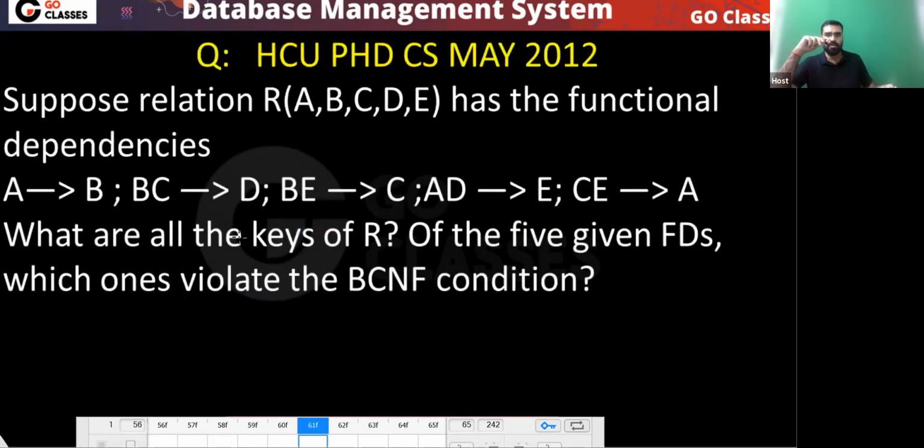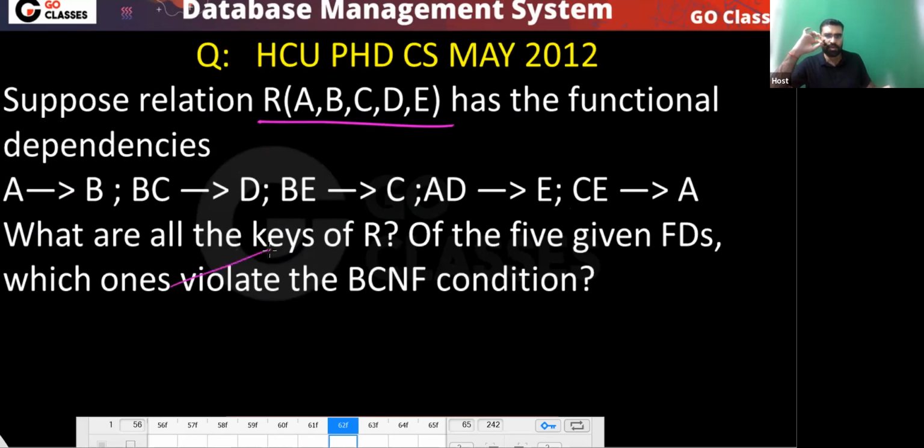Okay, let's move on. Let's see this question, an HCU PhD question, Hyderabad University. Can you try this? The question says that a relation R(A, B, C, D, E) is given to you, with the following functional dependencies. What are all the keys?